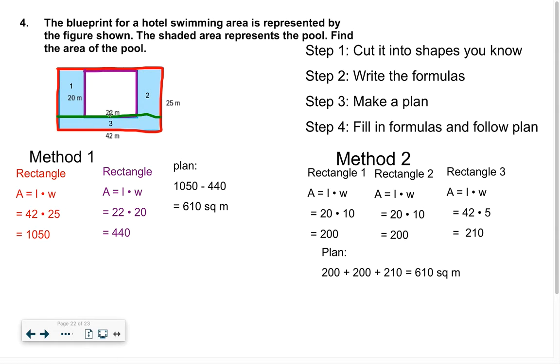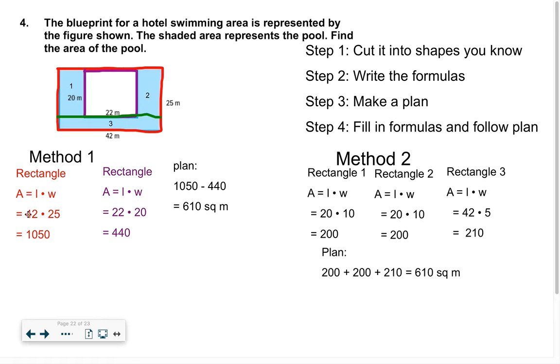And then I did the other, number 2, and it was also a 20 by 10. So I did that again. And then I found my rectangle 3, which was 42 by 5. And I knew that was 5 because I know that this length from here to here is 20, and if the entire thing is 25, I know that left over I have 5. So I did 42 times 5 and I got 210. And my plan was, since I found only the areas of stuff that was shaded, I added them all together.